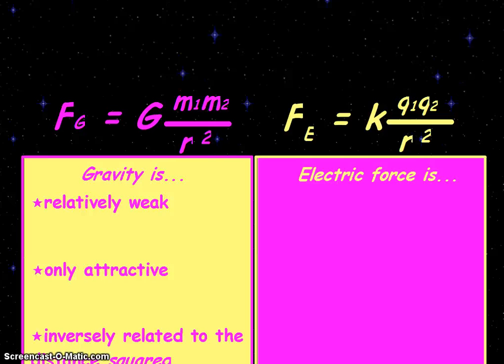Gravity can only be attractive. Electric forces can attract or repel. They are both inversely related to the distance squared between the objects that are attracting or repelling, in the case of electrostatic force.